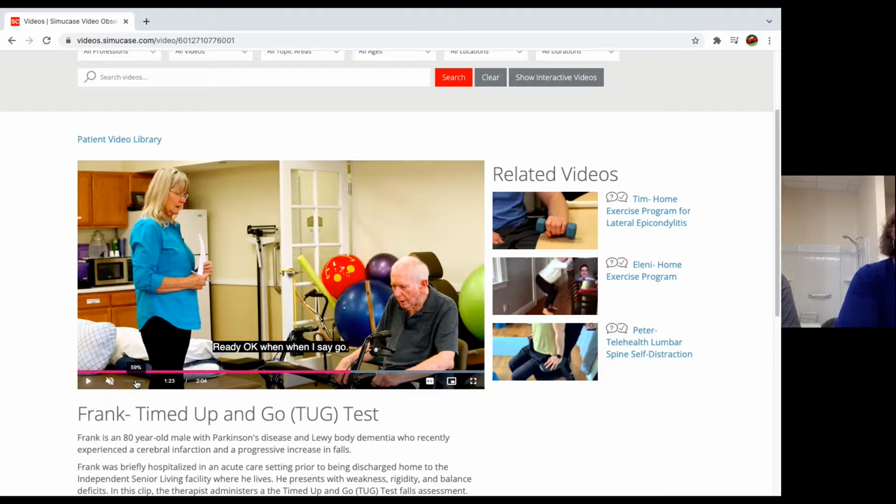I also use this Simucase in my pediatrics course to help identify various disorders, where we look at typical development versus atypical development, identifying signs and symptoms of potential disorders. We also look at treatment interventions. There are several videos that have assessments and go from assessment into intervention.